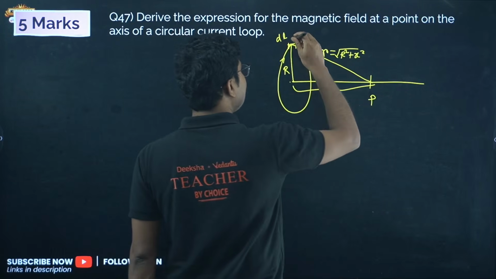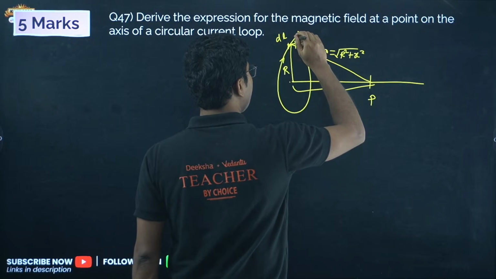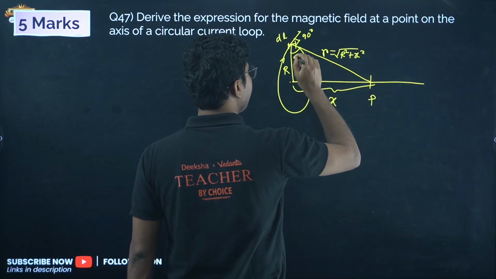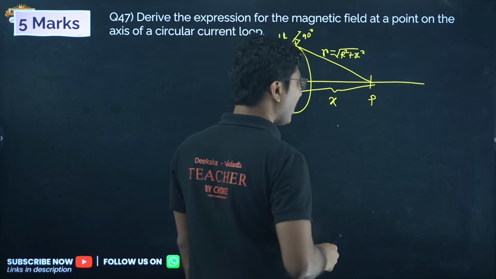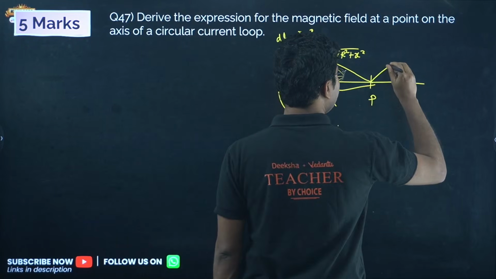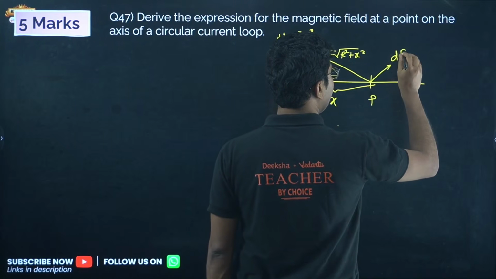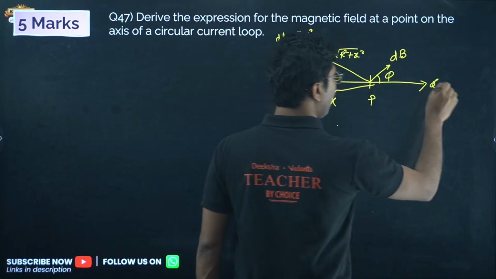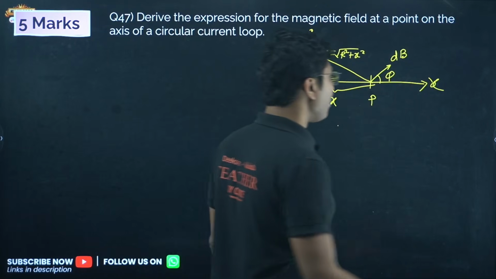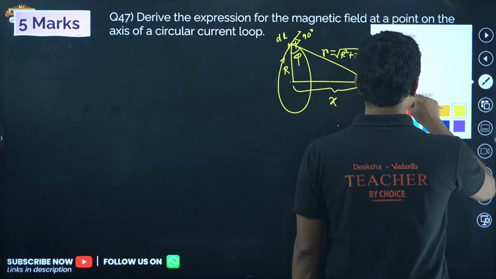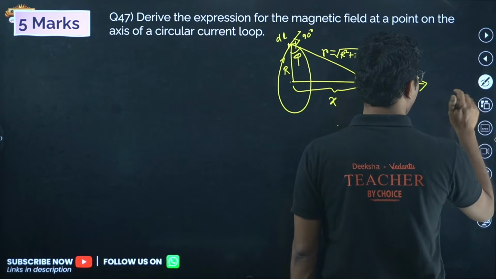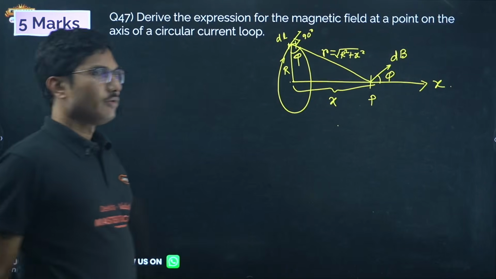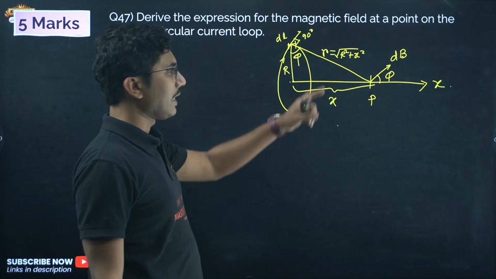The angle that this dl makes with this r vector is 90 degrees, so theta equals 90 degrees. This angle will be phi, and one more thing you have to remember is that this magnetic field will be making an angle phi with this x-axis. Now this can be proven, but I am not doing that. It is not out of scope of this derivation. So this diagram you have to remember, exactly the way I have drawn.